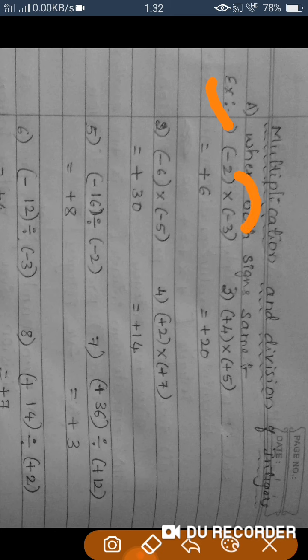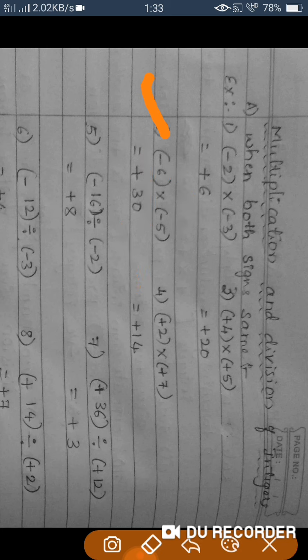2 3s are 6. Both signs are same, that's why it is plus. Okay. Then go for the second example. Just 6 minus 6 into -5. Just multiply the numerals. 6 5s are 30. Both signs are negative, same sign, that's why it is plus 30.